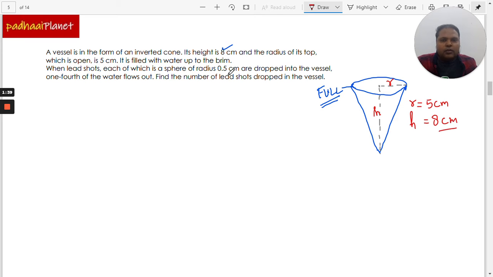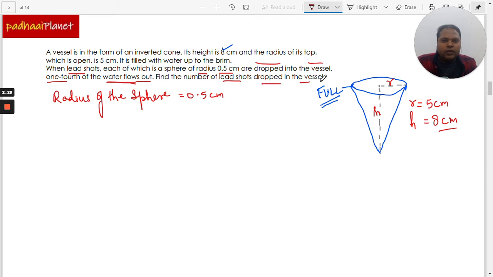Now what's happening in the question is that there is a certain game being played and there are some lead shots which are to be done in that game. So when lead shots are done, there is a sphere of radius 0.5, right? So the radius of the sphere is also given, that is 0.5 centimeter. They are being dropped into this vessel. Now when all the lead shots are done, it is observed that 1/4 of the water flows out from this inverted cone. Now we need to find out the number of lead shots dropped in the vessel.